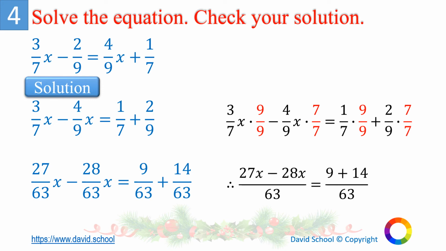Just subtract or add numerators over the denominator. 27x minus 28x is negative x. We cancel denominators first, and then negative x equals 23, and then x equals negative 23. To check whether this answer is right or not, replace x with negative 23 in the given equation. Then if the equation is satisfied, what we have done is correct.